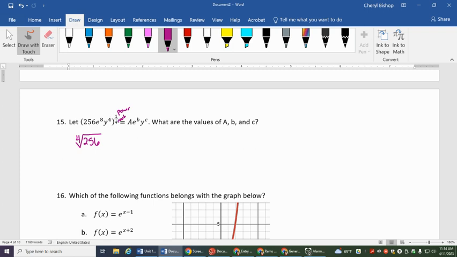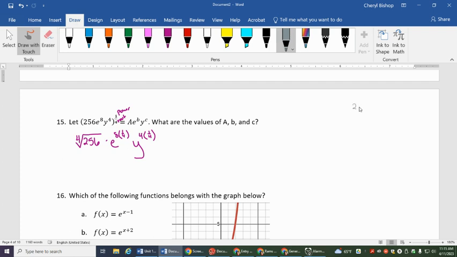And then when it goes to e's or exponents or pi's or anything like that, then you're going to multiply the exponent by the exponent on the outside. So it'll be e to the 8 times 1/4 and y to the 4 times 1/4. So first I need to figure out what is the 4th root of 256.